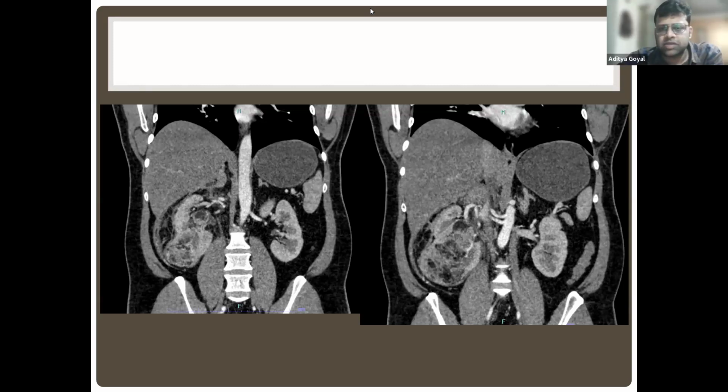Vessels in this image, we can see two renal arteries on the right side. The IVC also seems thrombosed. Otherwise, the enhancement is there in the IVC also.